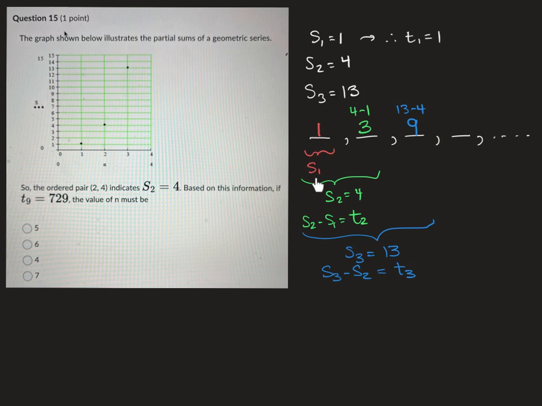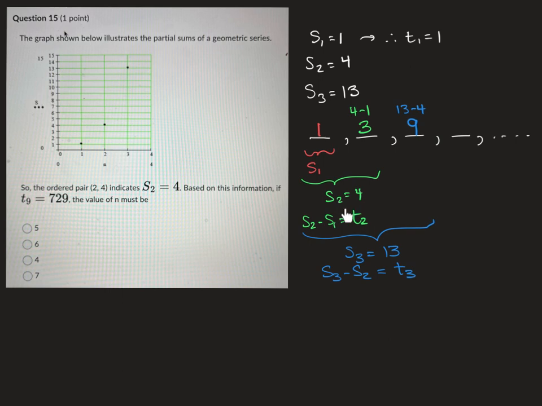But S2 would be the sum of both of the first terms. And if S2 is 4 and the first term was 1, that means the second term would have to be 3. Right? 4 minus 1 would equal 3. So see how the first two terms add up to 4? 1 plus 3 equals 4, which is the sum of the first two terms.